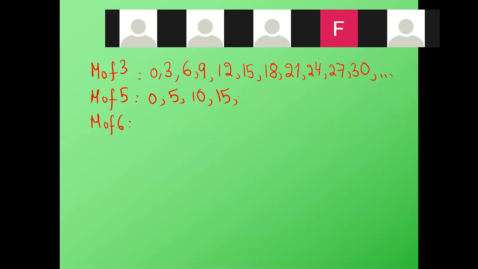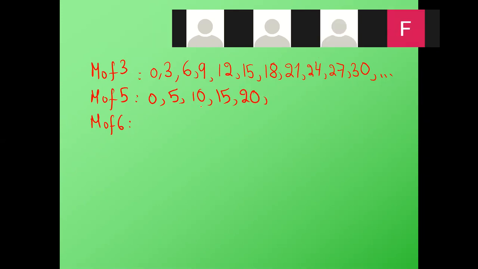Continue, Asil. 20, 25, 30. 15 is a common multiple of 3 and 5, but wait a minute, Muhammad Ajjawi, we have to check. Is it in table 6?